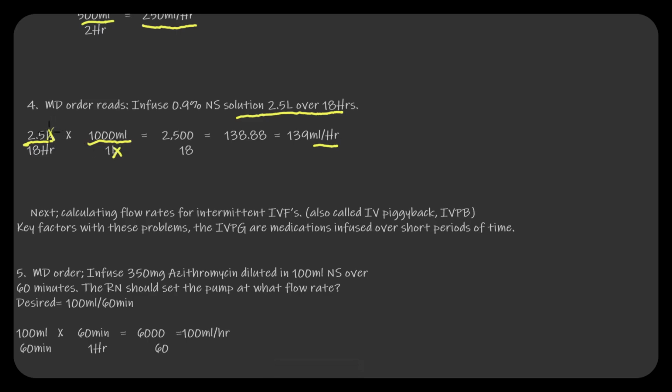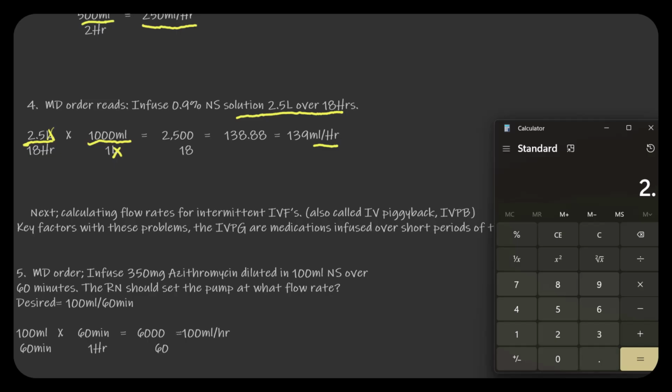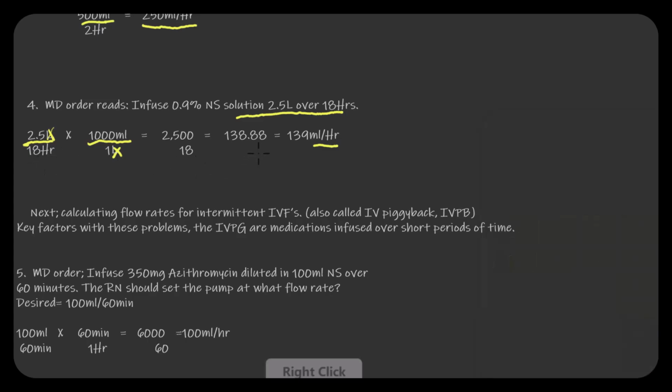We set up our equation, what the doctor ordered, 2.5 liters over 18 hours times our conversion factor, 1,000 mLs over 1. We cancel our unwanted units and multiply across. 2.5 times 1,000 gives us 2,500. We then divide that by 18, and that gives us 138.888 repeating. We'll round up to the nearest whole number, which is 139 mLs per hour for our answer.